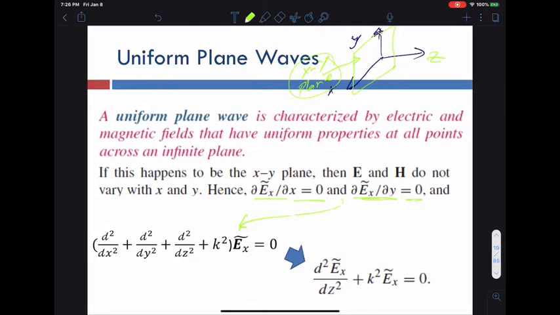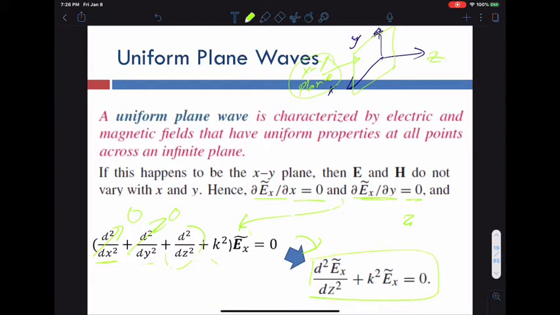so the derivative of Ex with respect to x is zero. That means this component should be zero. Ex with respect to y should be zero, right? So this component should be zero. Only component left is this one, and this one, right? So that is right here. This goes to 0 because the xy plane has the same property everywhere, right? So that becomes this one right here.